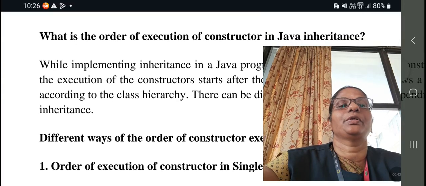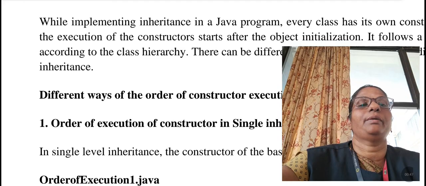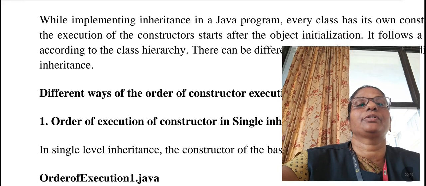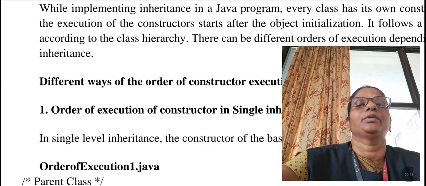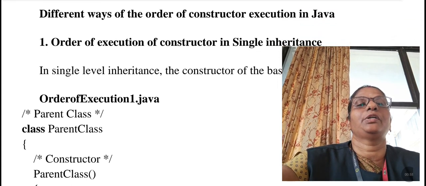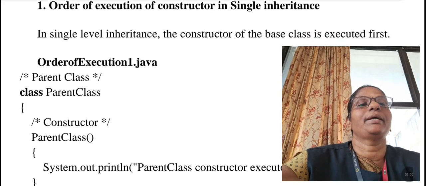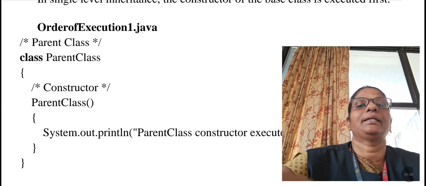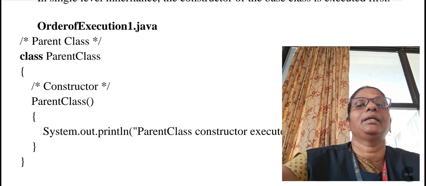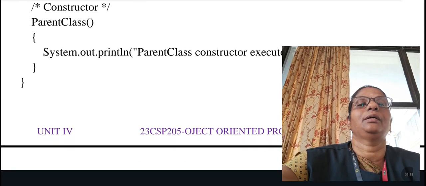In order to see how constructors execute in Java inheritance, we have to implement a Java program. In every class, the execution of its constructor starts at object initialization. So there are different ways constructors execute in single inheritance. In single inheritance, there is one base class and one derived class. Here we take a class named Parent, and create a constructor in the parent class. In that we can give some output statement to print.